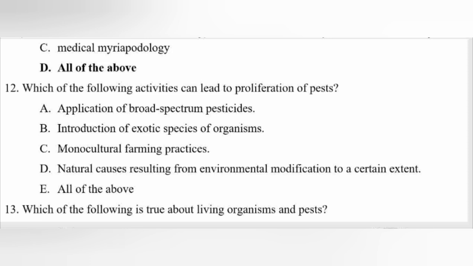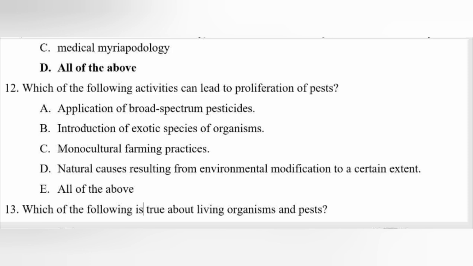Question number 12. Which of the following activities can lead to proliferation of pests? A. Application of broad spectrum pesticides. B. Introduction of exotic species of organisms. C. Monocultural farming practices. D. Natural causes resulting from environmental modification to a certain extent. And then E. All of the above.